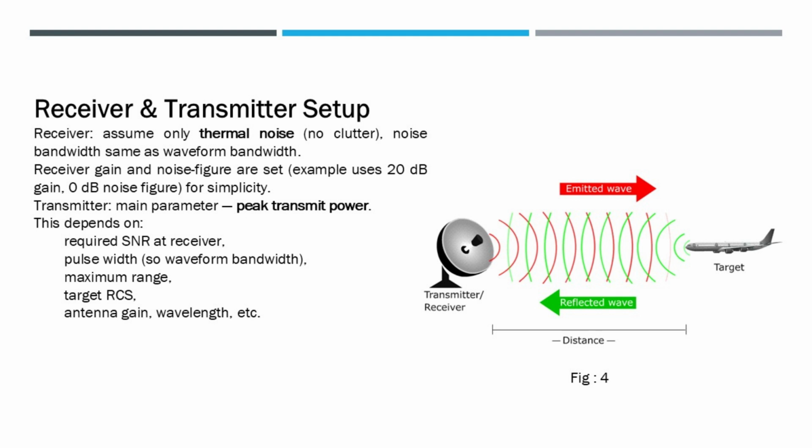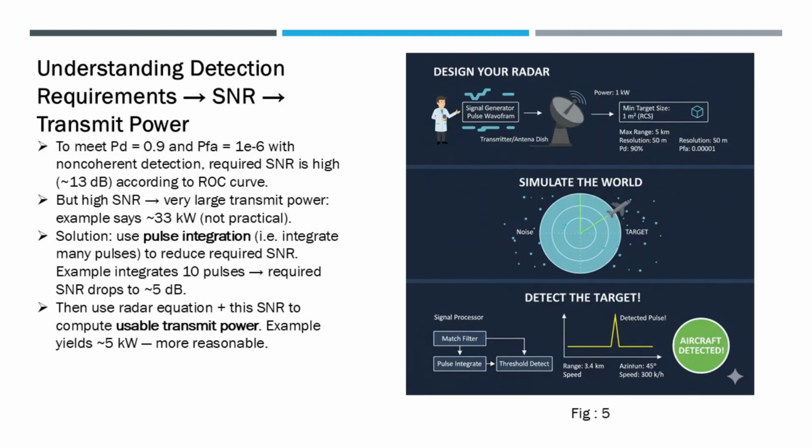This depends on the required SNR at the receiver, pulse width, so waveform bandwidth, maximum range, target RCS, antenna gain, wavelength, etc. Understanding detection requirements and transmit power: to meet PD equals 0.9 and PFA equals 1e-6 with non-coherent detection, the required SNR is high, about 13 dB, according to the ROC curve. But a high SNR means very large transmit power. The example says about 33 kilowatts, which is not practical.